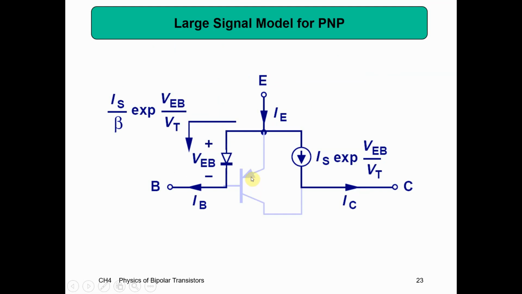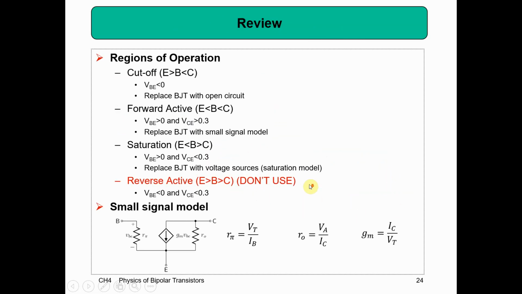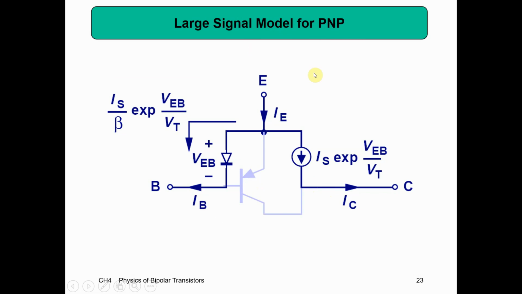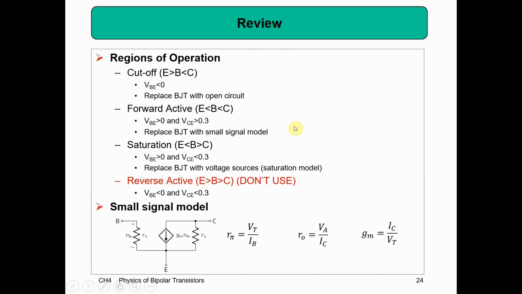And you see we can go through and do the same process for the large signal model of my PNP. So now I have a diode from my emitter to my base. But we're going to see that the small signal model tends to be the same for the PNP. Okay, so we are all done. So let's review everything that we learned.